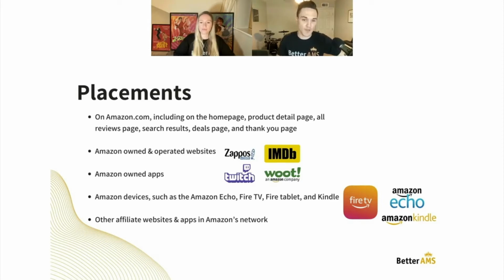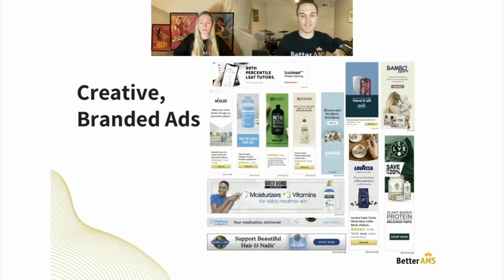Showing off a few here right now: Zappos, IMDb, Twitch, to name a few, as well as Amazon devices like the Echo, Fire TV, Fire Tablet, and Kindle. Also, a few other affiliate websites and apps in Amazon's network. So a bunch of placements that you don't get through PPC. And creative branded ads. So these look similar too, but much more enhanced than your normal sponsored display ads. See quite a few customized branded placements. So you get much more control over that branded touch point with your customer.